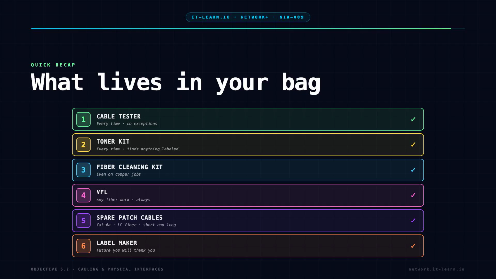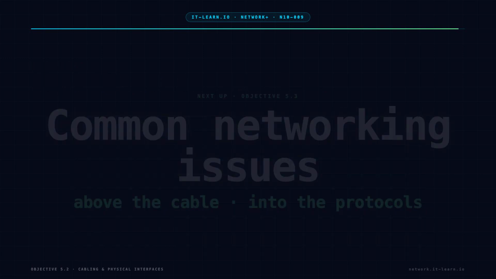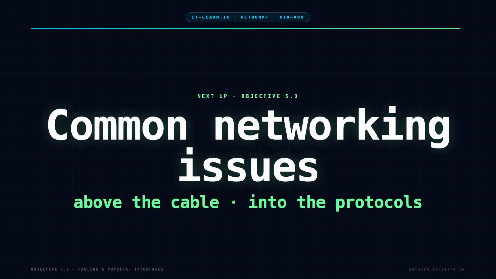That is Objective 5.2. Cable problems are the most common, the most embarrassing when missed, and the easiest to solve when you have the right tool and the right method. Next up, Objective 5.3. Common networking issues, above the cable into the protocols. See you there.